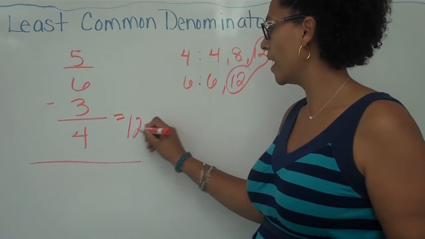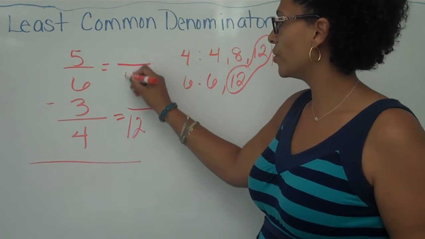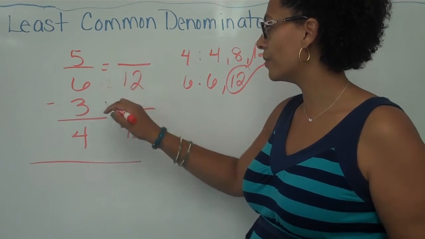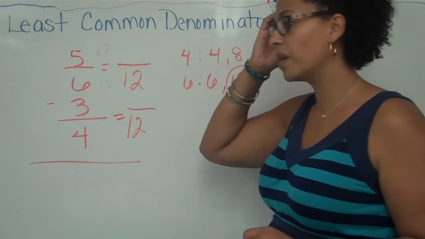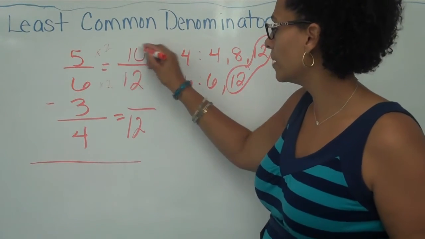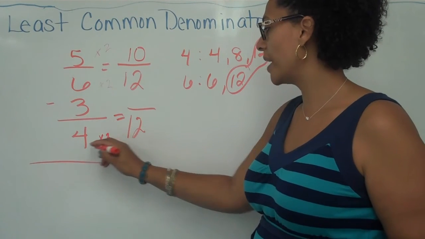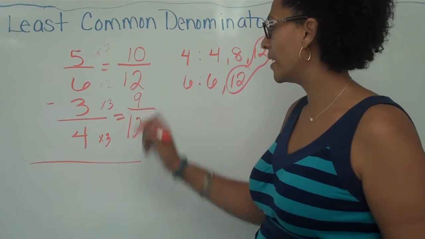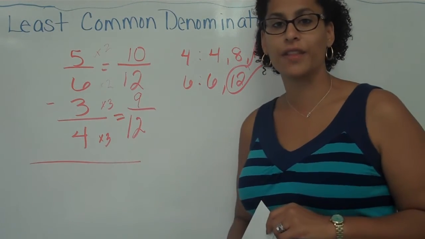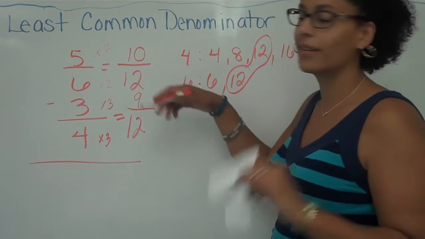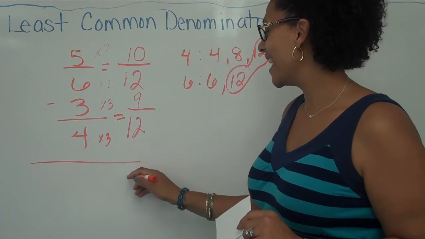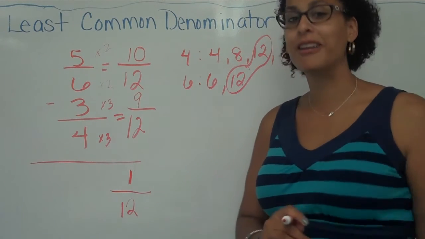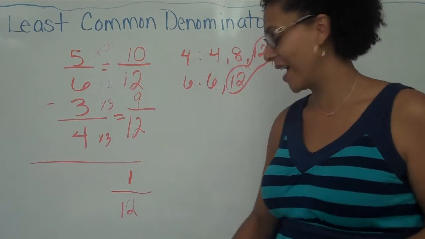I need to do 12 here and 12 here. So how do I get 12? 6 times 2. Times 2 on the bottom, times 2 on the top. 5 times 2 is 10. 4 times 3 equals 12, so times 3 on the top. 3 times 3 is 9. Now, I think I added for the last one. We were supposed to subtract. It's okay. 10 minus 9 is 1/12. Okay, 1/12. That's why we ended up with an improper fraction for the last one.